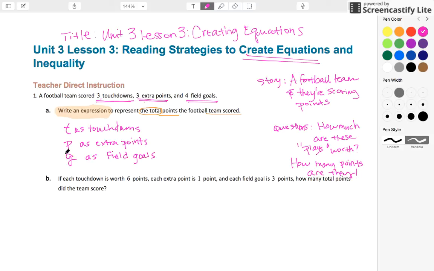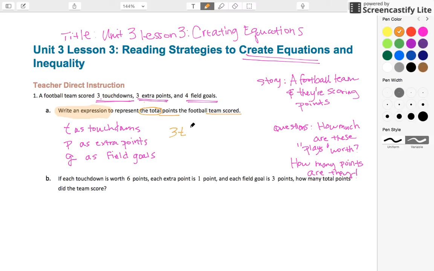And we could pick any variable. I just happen to pick this because T for touchdowns, P for points, and then G for goals. Okay, but you could have picked F or E, however you wanted. But okay, so then we have three different categories. So the way we can write this, if we want to write an expression, then we can say 3t. We're writing an expression to represent the total points.